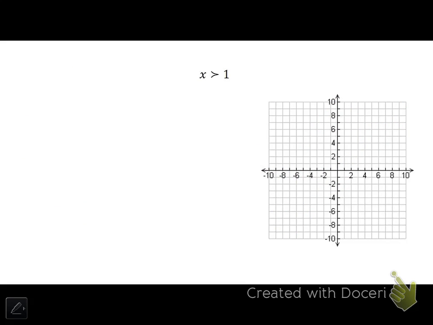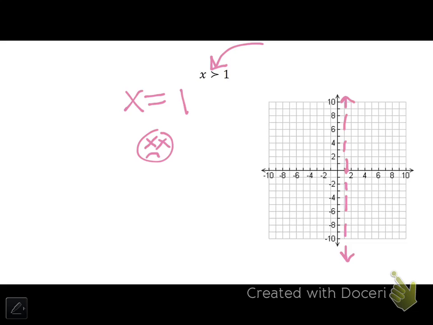Okay, let's try another one. x is greater than 1. So let's put it to x equals 1. Now I have to think, is this a vertical line or is it a horizontal line? Well, remember, my little person has to fall off the cliff and die. Sad. So x equals 1 is right here, and it has to go up and down. So we know it's going to go up and down. Okay, but it has to be a dashed line because it doesn't have the line underneath it. So we're going to make our dashed line.